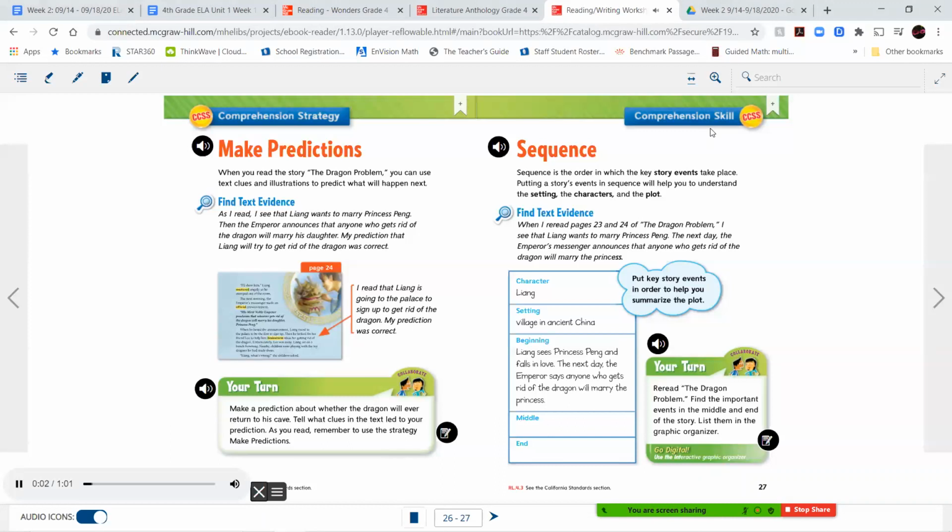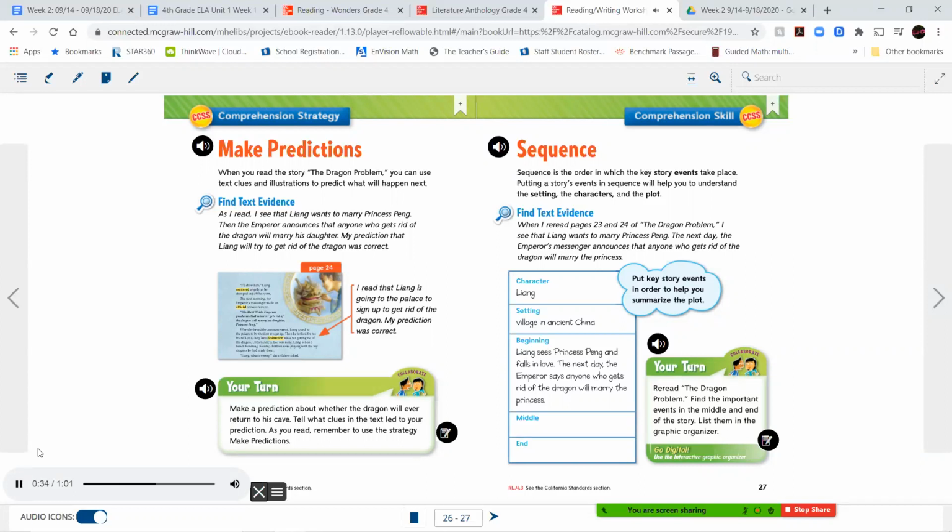Sequence. Sequence is the order in which the story events take place. Putting a story's events in sequence will help you to understand the setting, the characters, and the plot. Find text evidence. When I reread pages 23 and 24 of The Dragon Problem, I see that Liang wants to marry Princess Peng. The next day, the emperor's messenger announces that anyone who gets rid of the dragon will marry the princess.